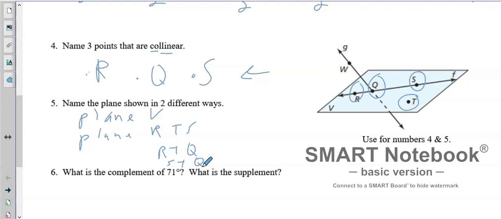The only one I cannot do is RQS. Again, W doesn't help me because it's not on the plane. F doesn't help me because that's a lowercase letter, which means it's the name of the line. And V does not help me here because V is not a point. So here are my two options, plane V and then one of those three.